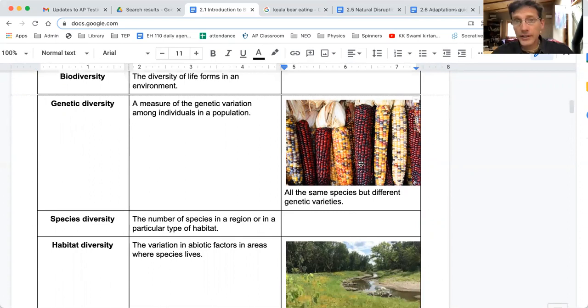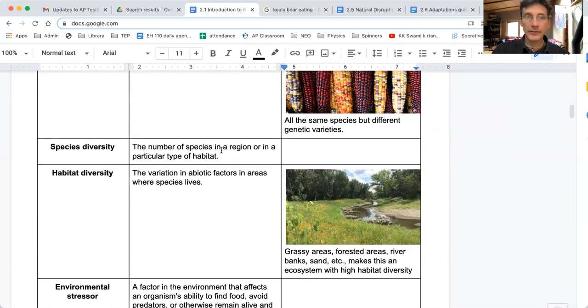Or change in weather conditions, there's more variety. There's a good chance that some of that corn varieties will be able to withstand the warmer, drier weather than others. So that at least as a species, it continues rather than just dying off. So genetic diversity helps to make the species more adaptable to changes in the environment.